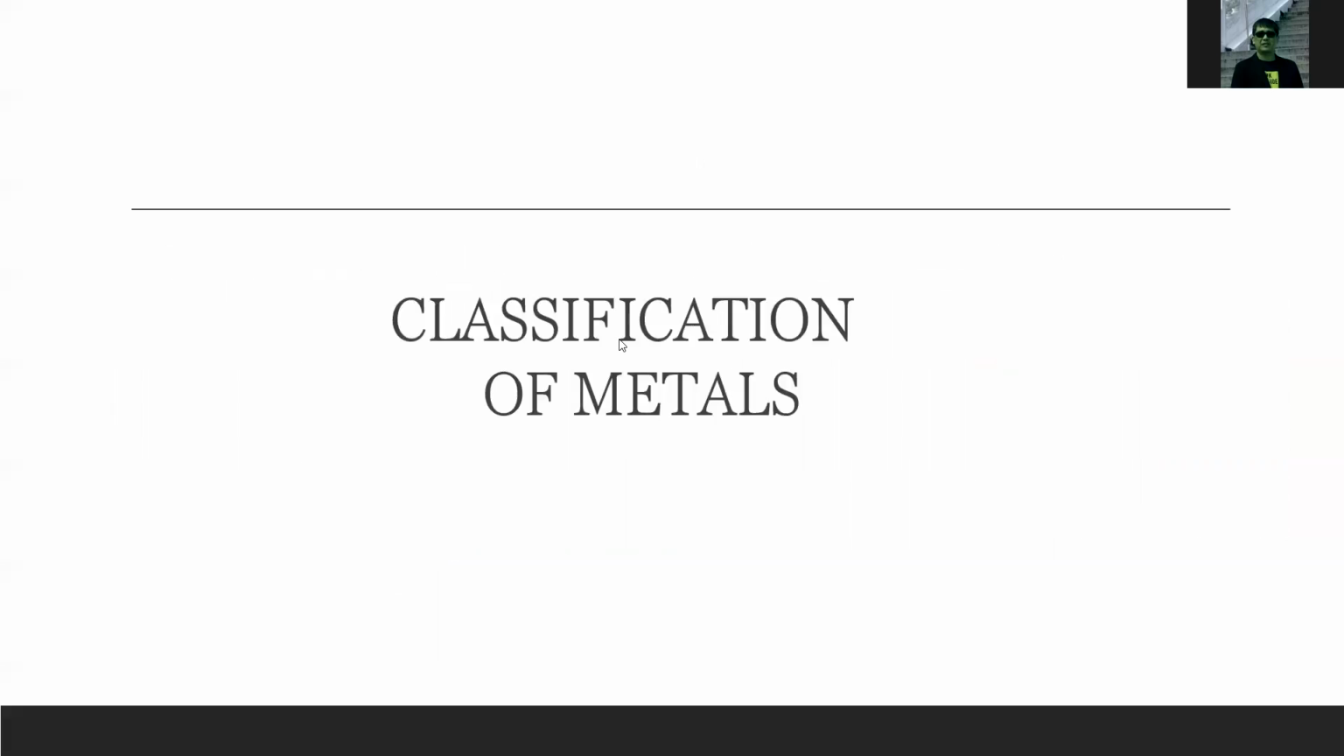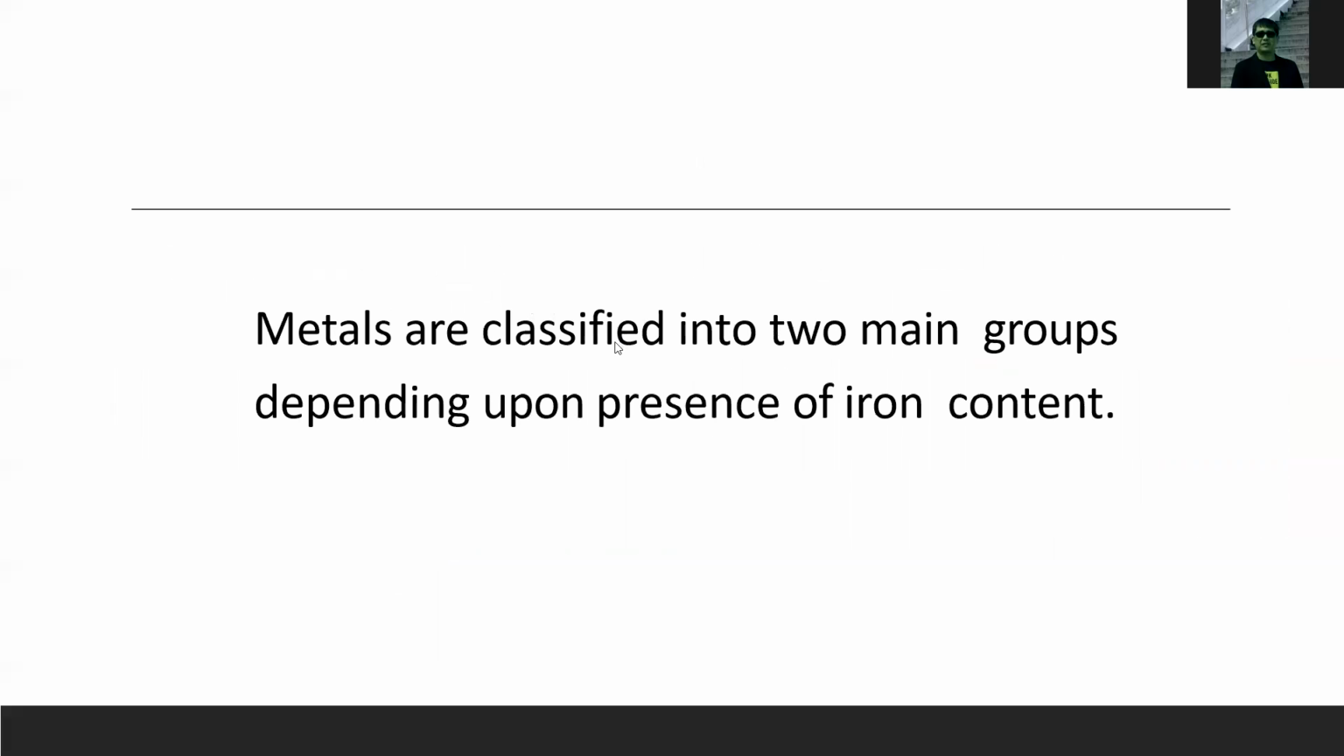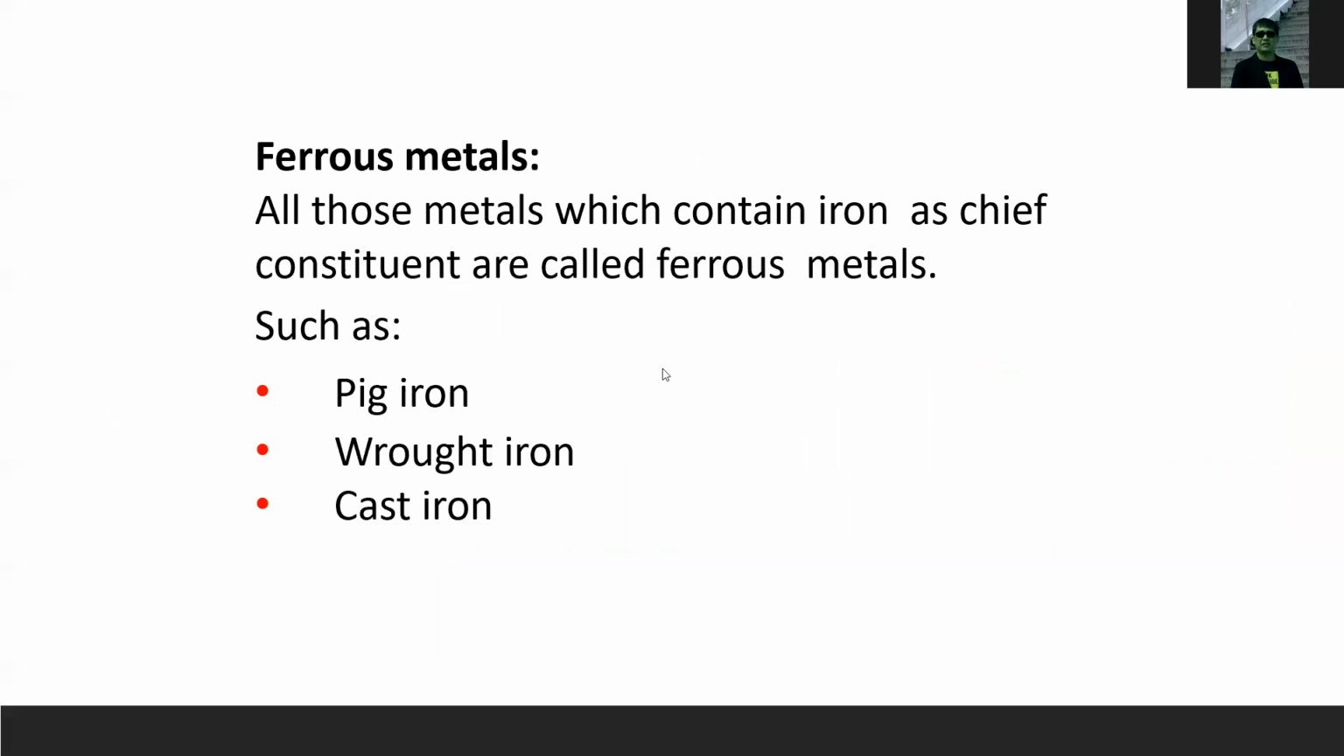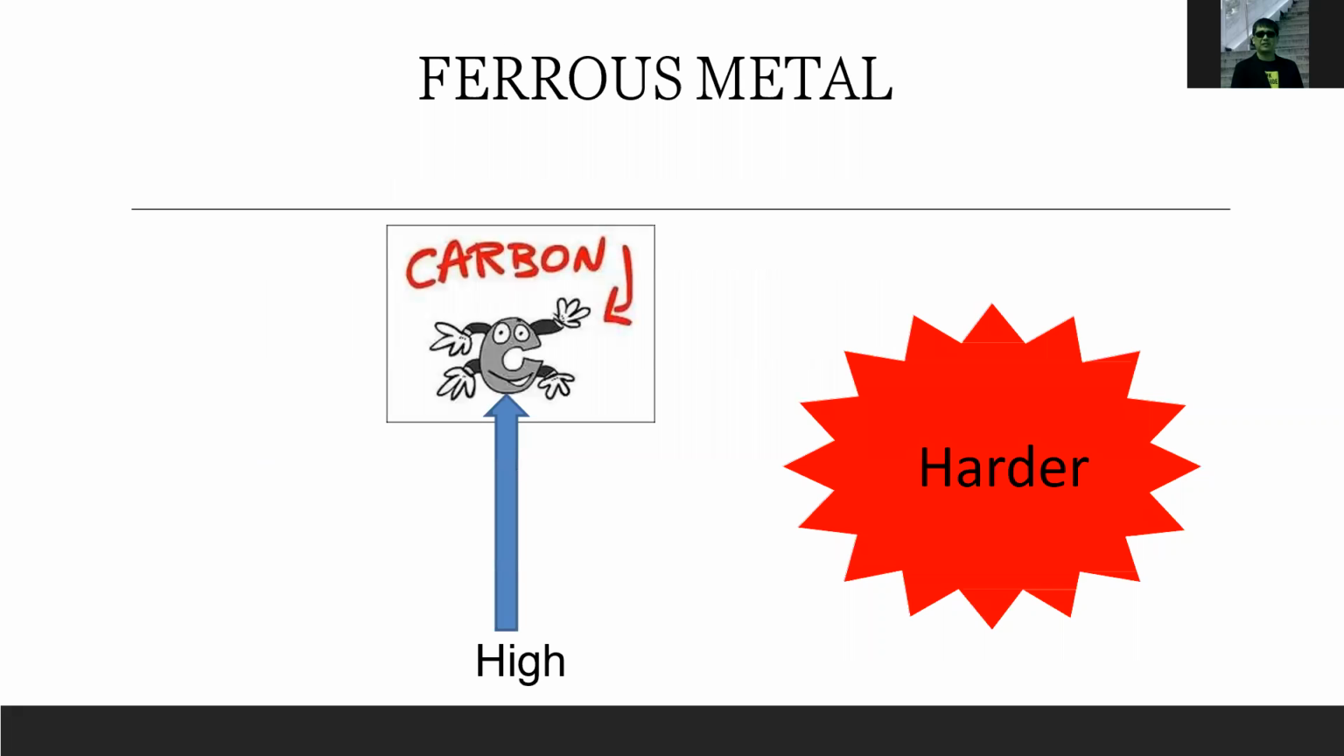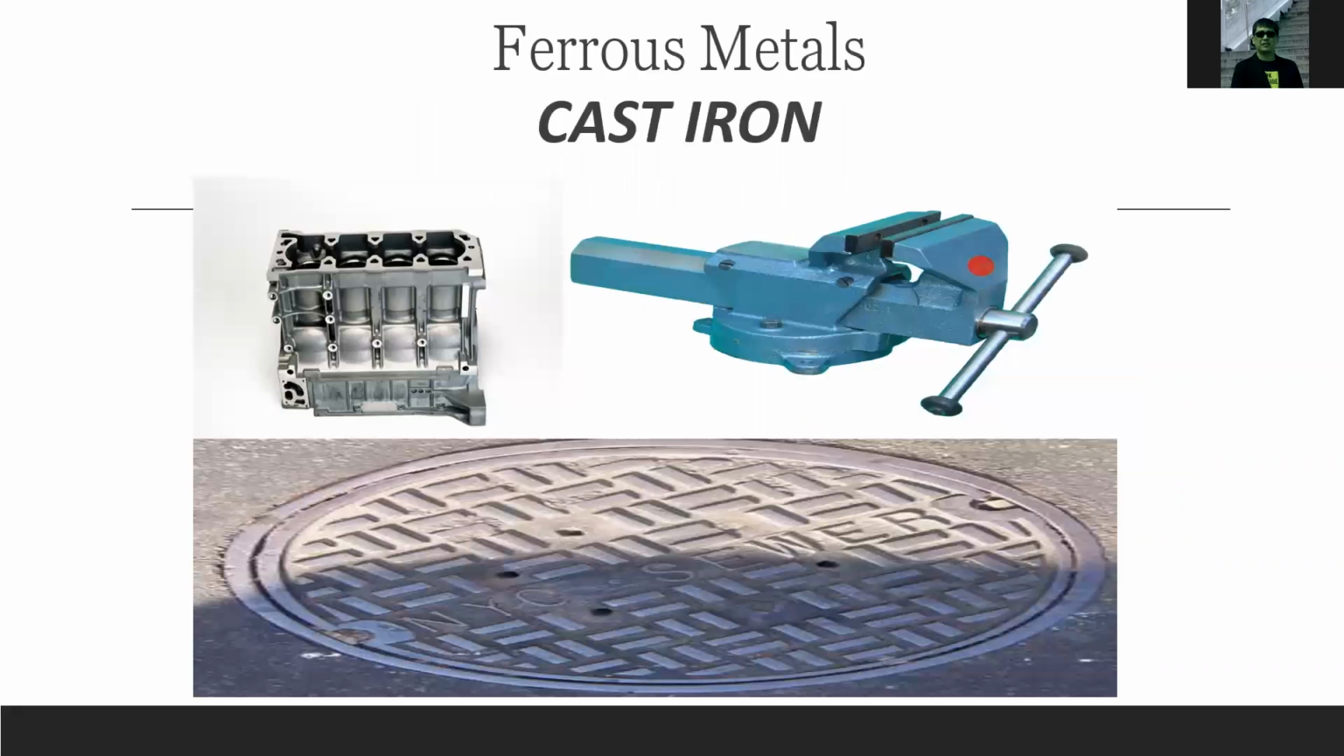There are classifications of metals. Metals are classified into two main groups depending upon the presence of iron content. So we have the ferrous metals, as explained before. All those metals which contain iron as a chief constituent are called ferrous metals. These are pig iron, wrought iron, and cast iron. The higher the carbon content, the harder the metal. Okay, so as you can see, these are cast iron.